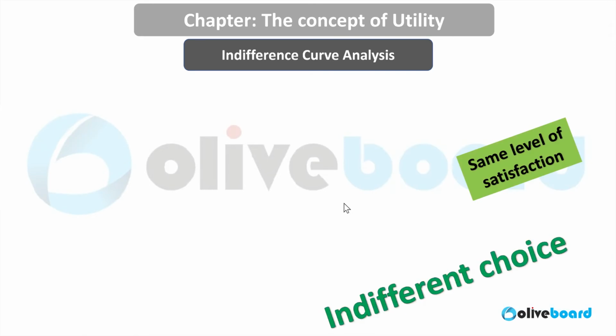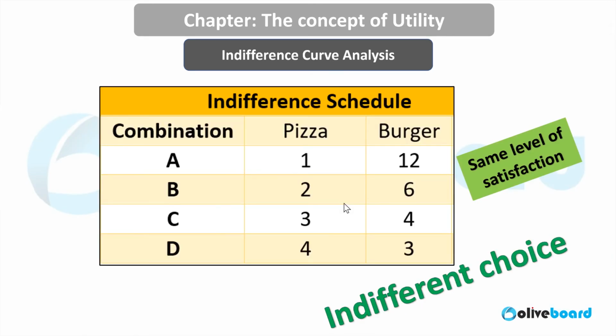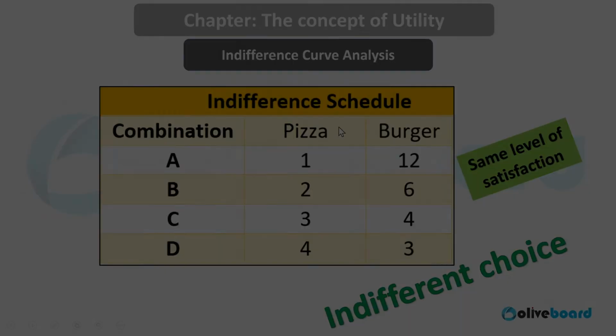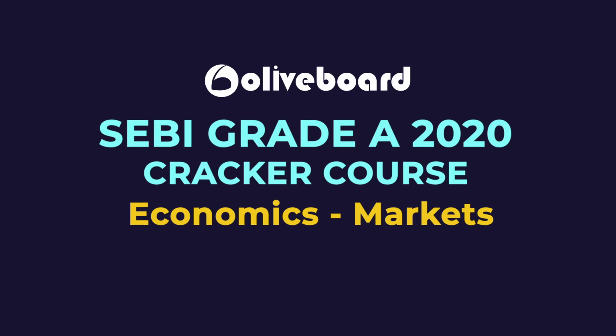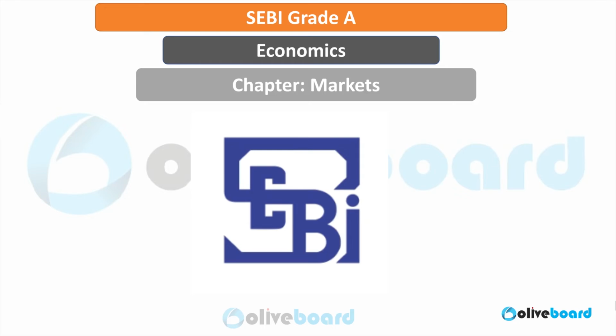So that is what indifference curve analysis states here. Indifference curve analysis talks about indifference choice. We have an indifference schedule here. This market structure will give the producer a basic idea of pricing his product. You know that pricing is very, very important, right? How is it important? When you are pricing a product, it basically determines what sales you're going to get or what profit you're going to get.